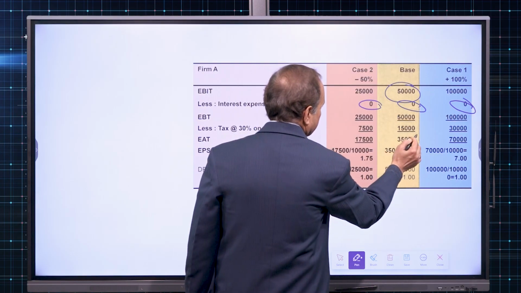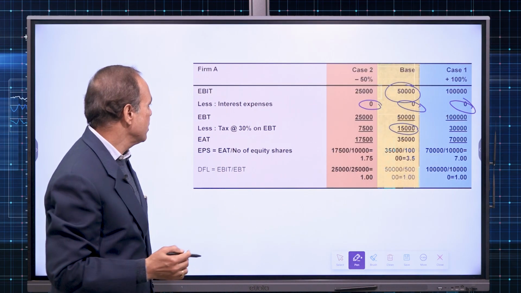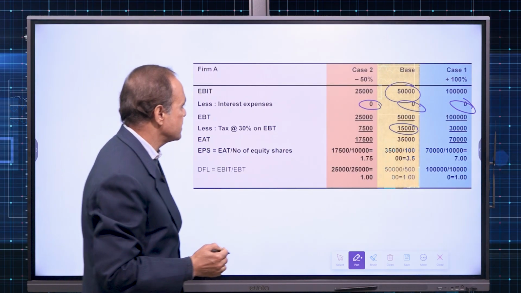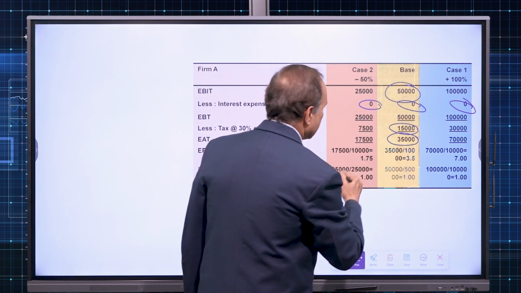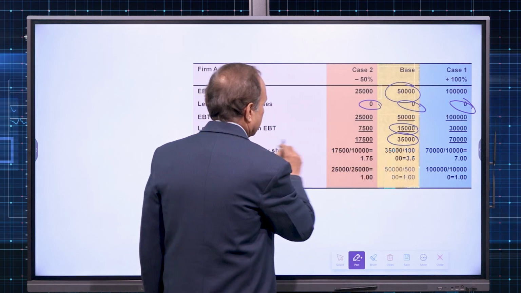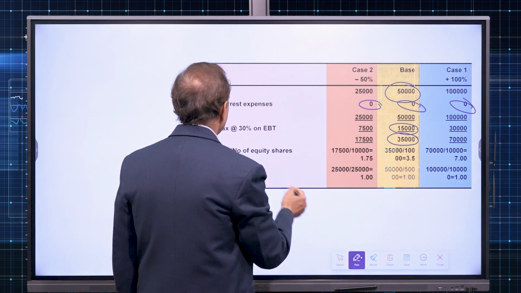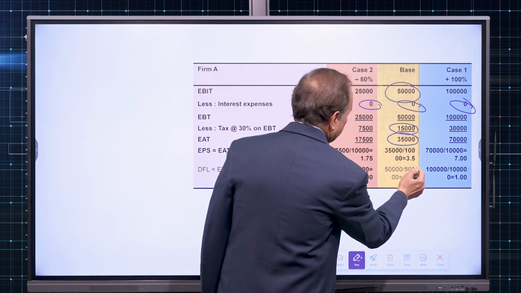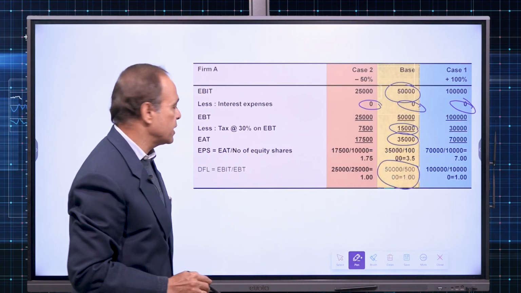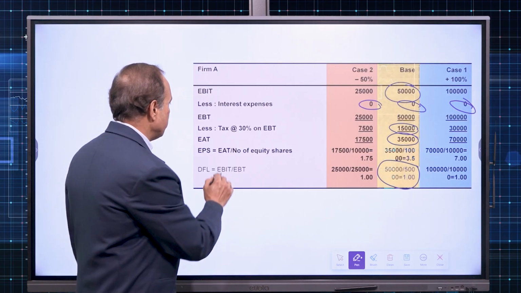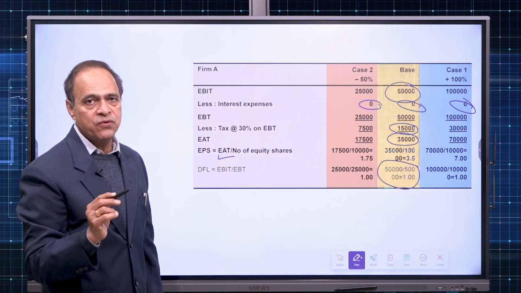And now we proceed further. We get EBT. Tax: let us assume both the companies are paying 30% tax. We have earning after tax. Now what do we get? EBIT upon EBT, so it will be 1. In between we have calculated EPS also. So the formula of EPS is earning after tax upon number of equity shares. You can remember that formula.